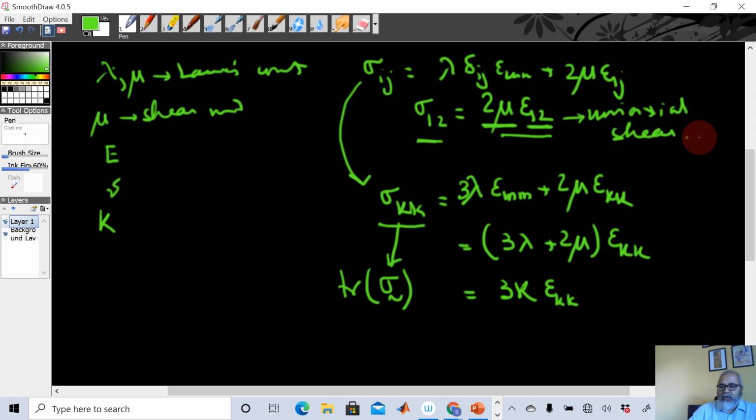modulus. So if you can do a uniaxial shear test, you will be able to get the mu. If you are able to do a hydrostatic pressure test, then you will be able to get the K directly. And then from these, going back to the table, you will be able to get the lambda and mu or whatever constants you want. Getting the Young's modulus is also easy, and it's a very standard exercise actually. This is how it goes.